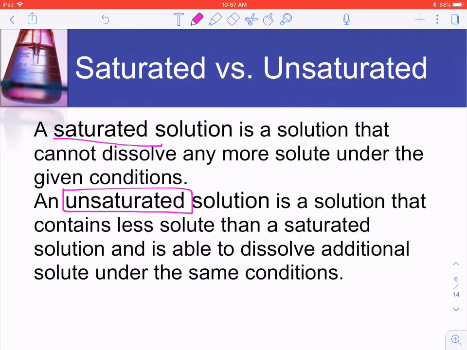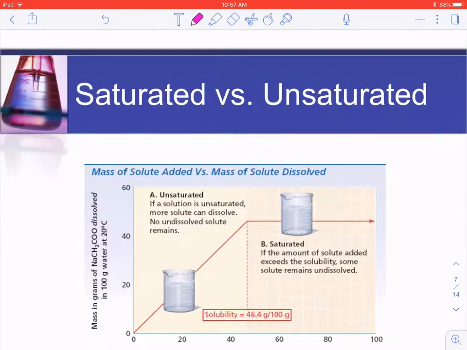And so if you think about it, there are many, many different unsaturated solutions, right? You could have a really, really unsaturated solution that can hold way more solute. You could have a kind of unsaturated solution because it's holding some, but it could hold more. But as long as you can hold more solute in that solution, you are unsaturated.